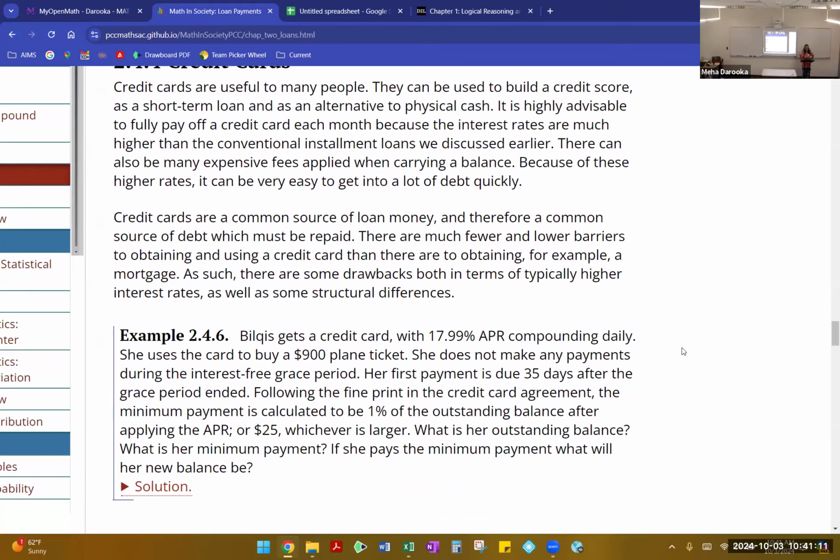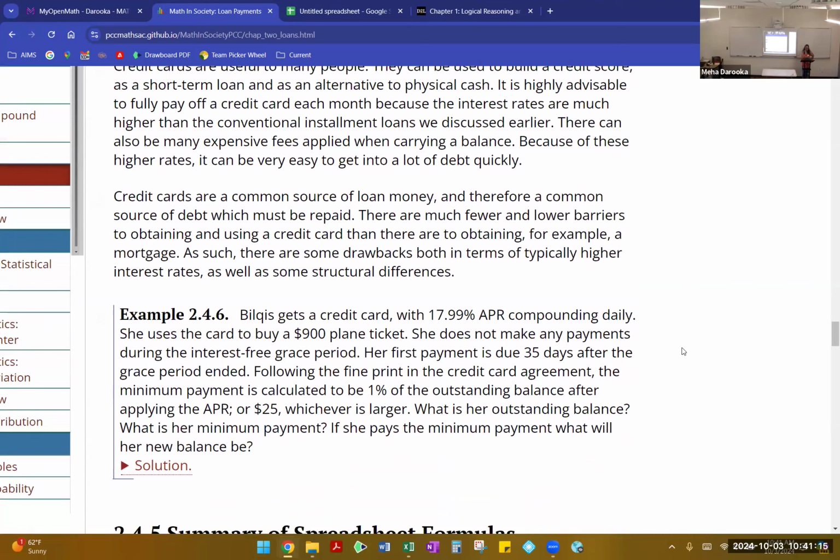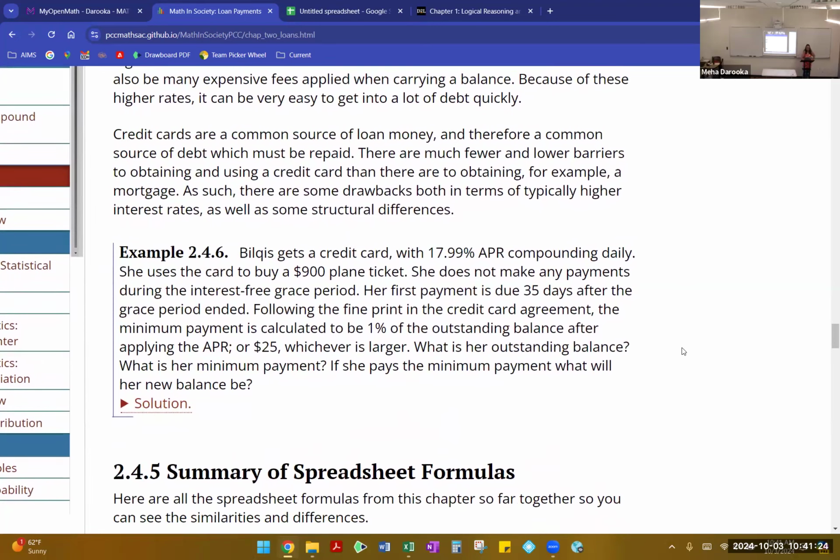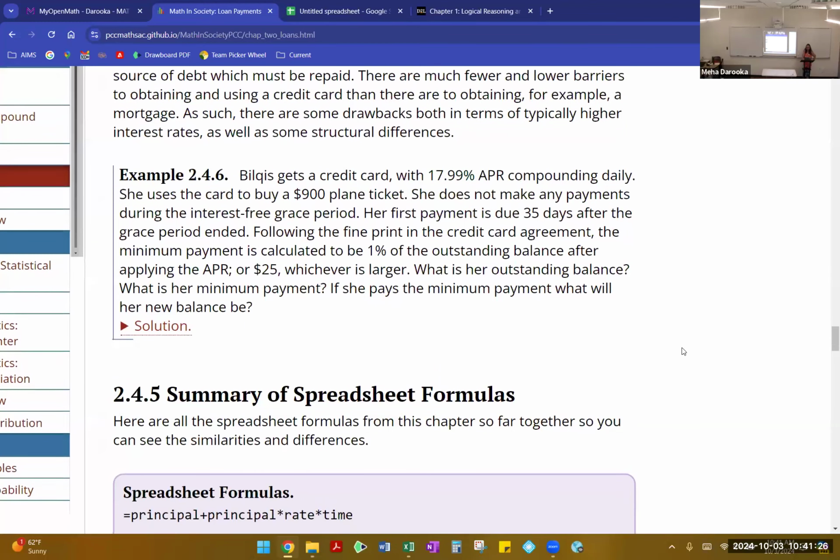Okay, so yeah, they're saying it's easier than getting a mortgage loan, and I do agree with that. It would be easier to apply for a credit card than a loan for a house. All right, so there are some drawbacks in terms of typically higher interest rate, but also some structural differences. So let's take a look at this example here. How would we say that name? Bilkis?